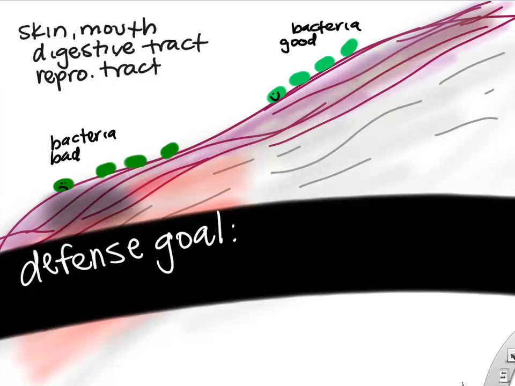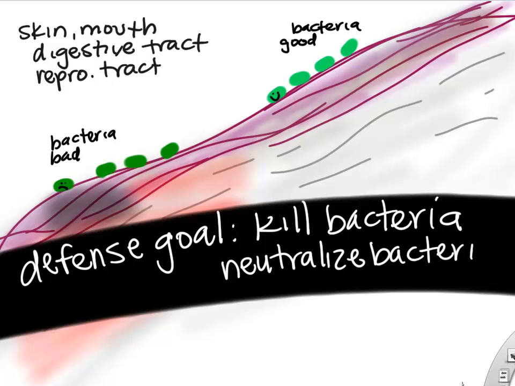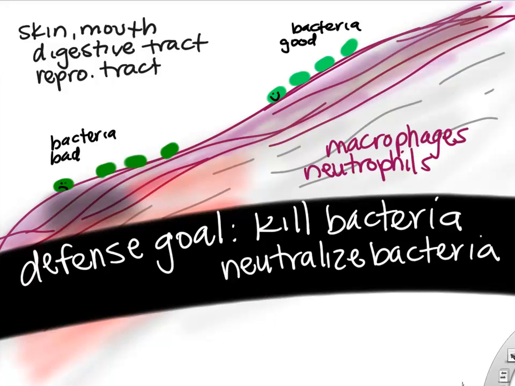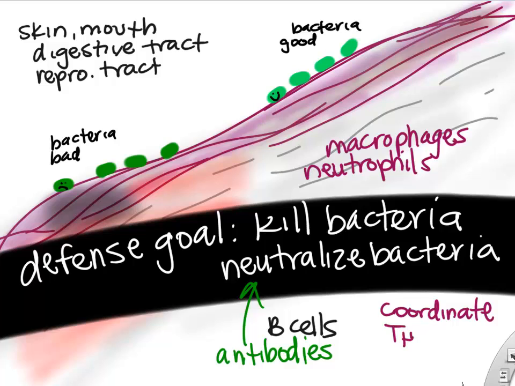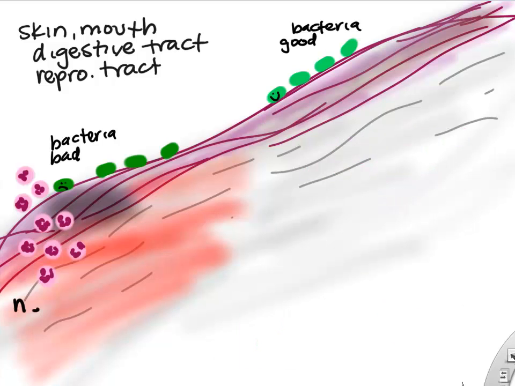So our defense goals with bacteria are simply to kill the bacteria and also neutralize and target the bacteria. Neutrophils and macrophages are great at phagocytosis, which can include eating up the bacteria. Antibodies can help target the bacteria. Helper T cells can help coordinate our attack against the bacterial infection with interleukins. Remember, the neutrophils release cytotoxic chemicals which can kill bacteria. They can also ingest them.